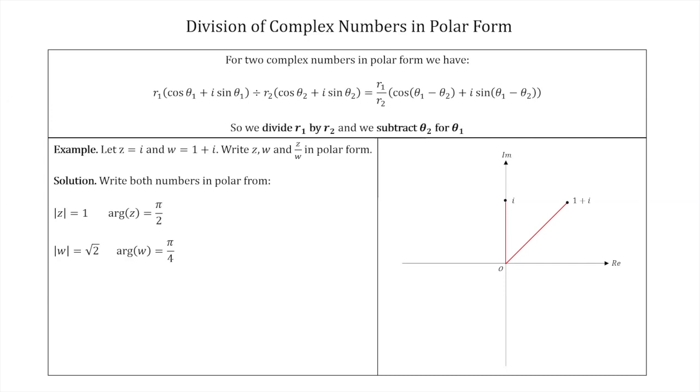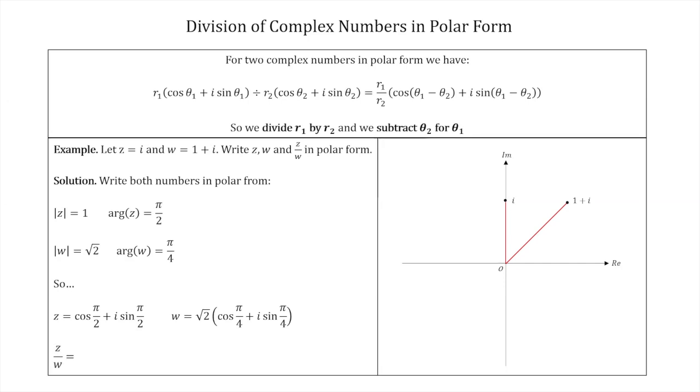So we just need to use this information to write the two numbers down in polar form. That's quite easy to do now that we have their arguments and their moduli. So z is equal to, well, since its modulus is 1, it's just 1 times cos of pi over 2 plus i sine pi over 2. So I don't even bother to write down the 1. It's just cos of pi over 2 plus i sine pi over 2. And w is root 2, because that's the modulus of w, times cos of pi over 4 plus i sine pi over 4. And now I just need to worry about z divided by w.